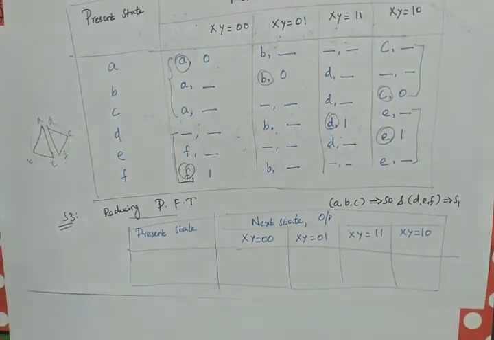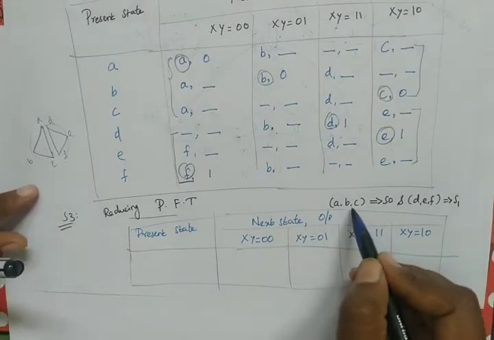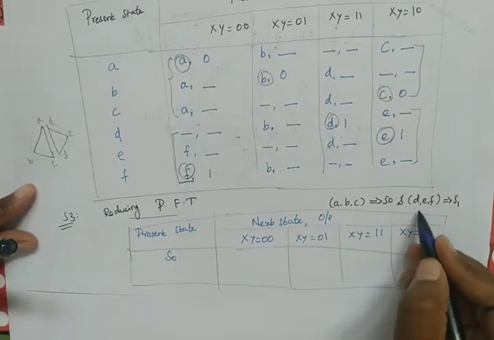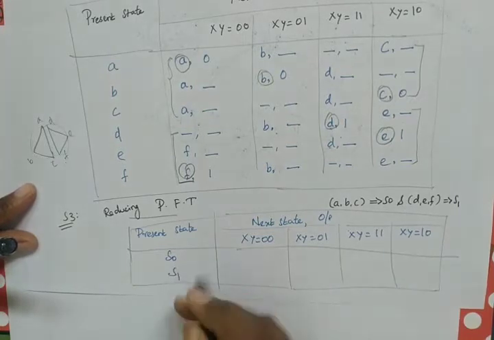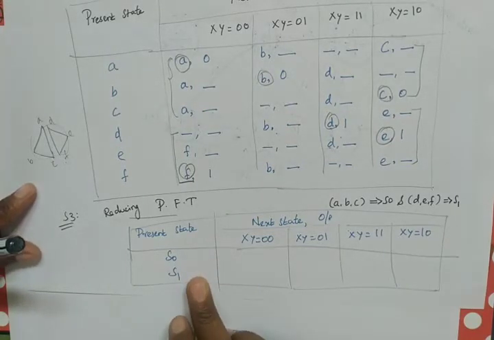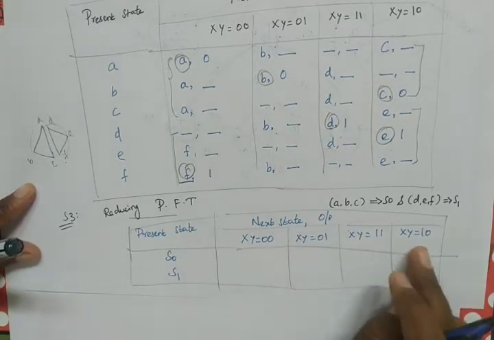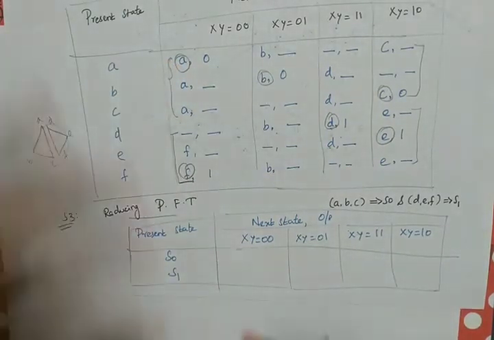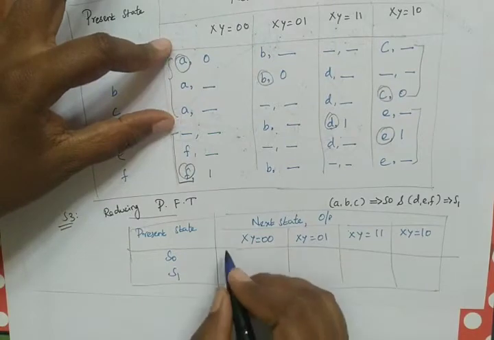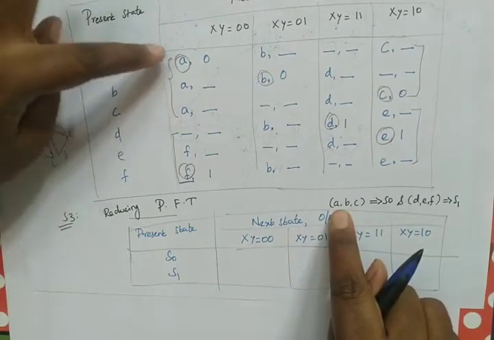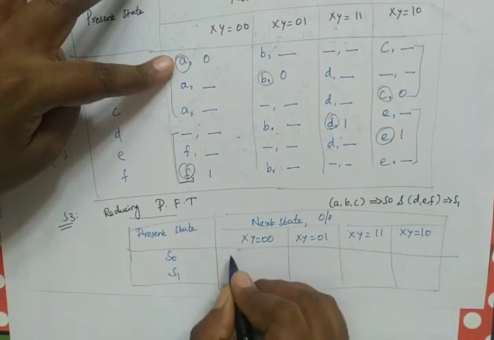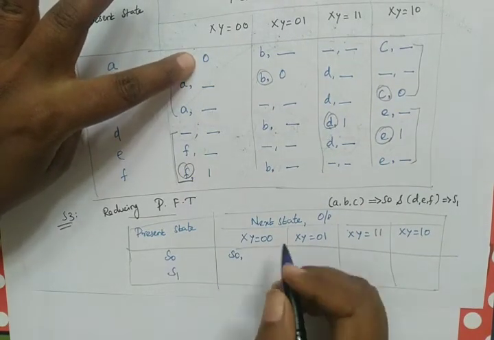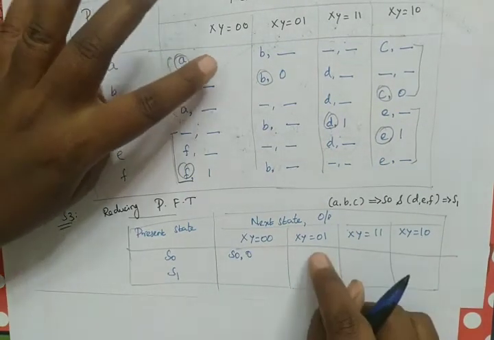And listen here, what are the states we have taken now? We have to represent this A, B, C as S0, D, E, F as S1. So this is S0, this is S1. And what is the next state here? We have to take this as S0. So check here, we have combined these three, isn't it? So we have to check here. A comes under S0. So S0, comma, what is the output for this? That is 0. And now let us check here.